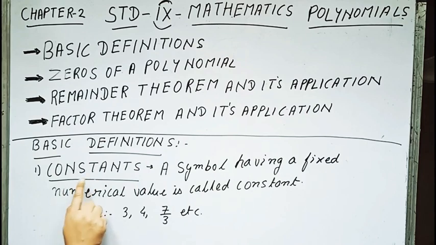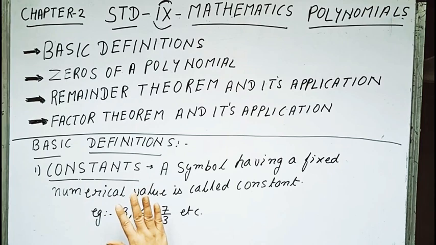The basic definition number 1, constants. Now constant, children, you have done also in the junior classes. Constant: a symbol having a fixed numerical value is called a constant. For example 3, 4, 7 by 3. It means anything for which we cannot change the value is called a constant.